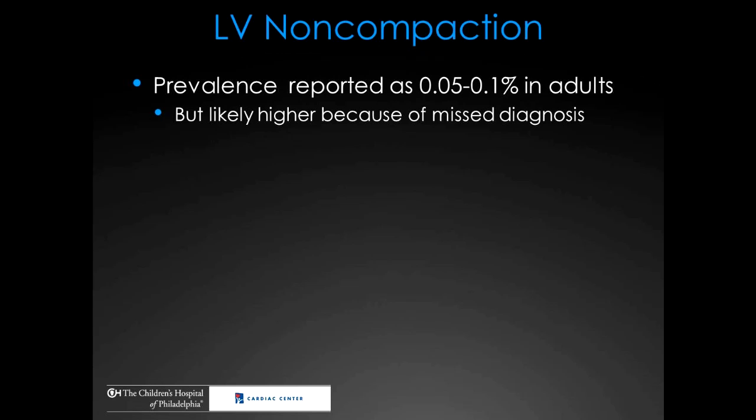Prevalence of LV noncompaction in the adult population is about 0.1%. However, we know that this diagnosis may have a higher prevalence because we may miss the diagnosis, and more importantly, we don't know the denominator, as there may be many patients out there who don't have an echocardiogram and go unrecognized.